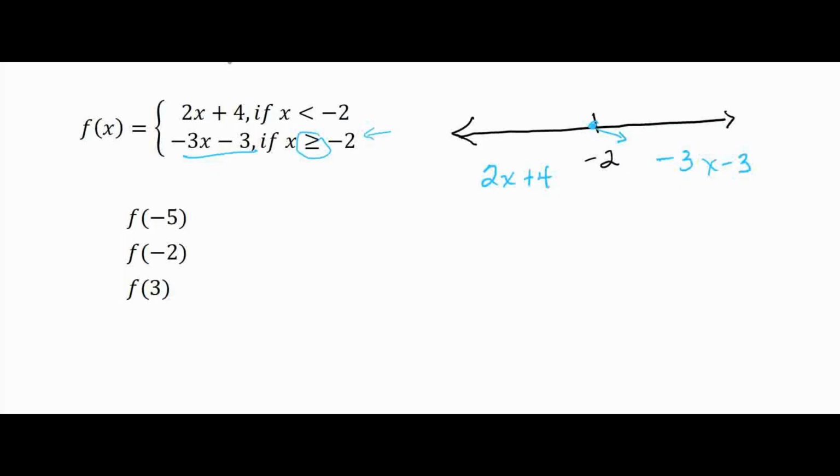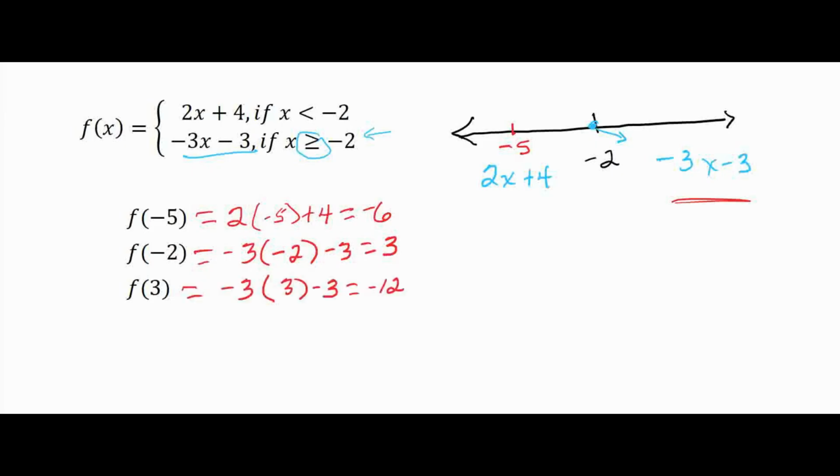Now, the first problem, I'm asked to find f of -5. Well, on my number line, -5 is over here to the left of -2. So I'm going to be using this expression of 2x plus 4. So that's going to give me -6 for my answer. To find f of -2, I'm going to be using this expression over here toward the right of -3x minus 3. So I get 3 for the answer. And the last problem here is asking me to find f of 3, so again I'm going to be using this expression to the right. And I get -12 for the answer.